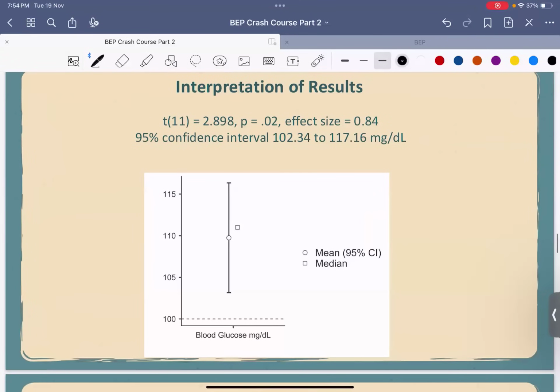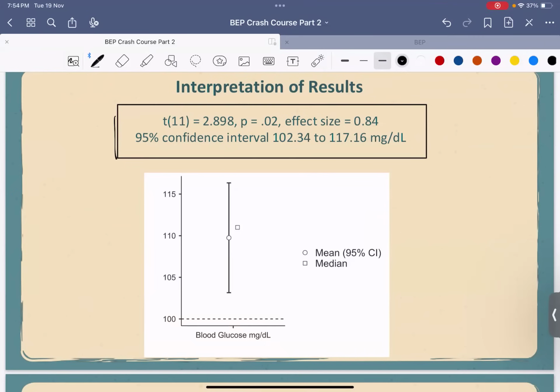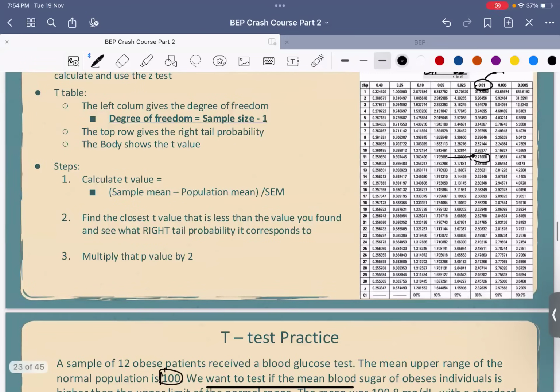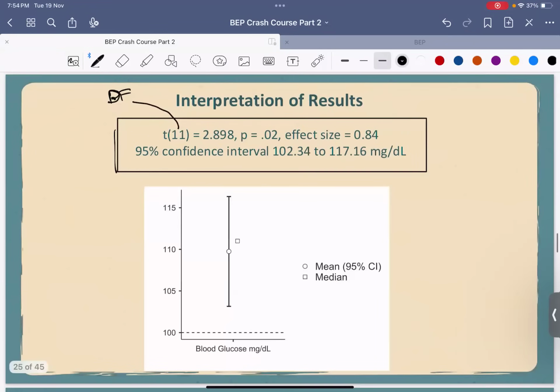Now, this is how they write the result. This part is not only important for your exam, but also later on when you're doing research, if you want to participate in a journal club or something. This is how they report the data. They say t(11), where 11 is the degrees of freedom. Then a p-value of 0.02, an effect size of 0.84, and a 95% confidence interval between 102 and 117.